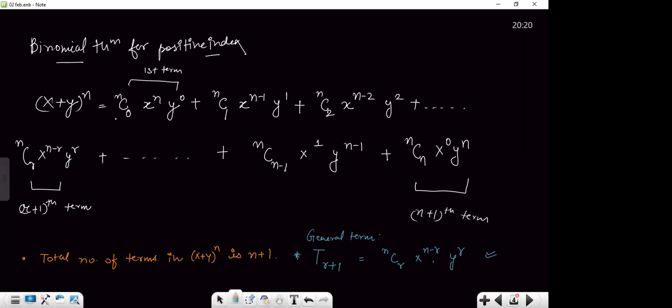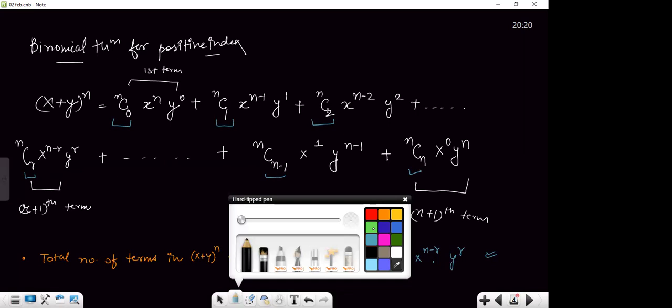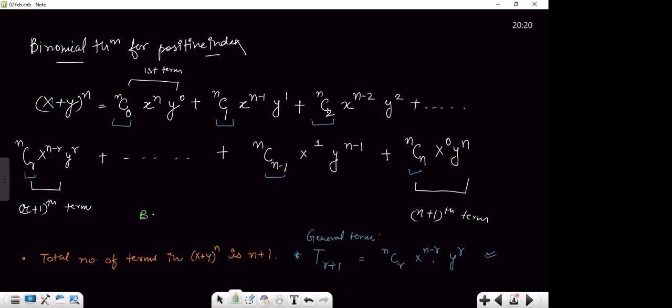Here, one thing to notice, these nC0, nC1, nC2, nC(n minus 1), or nCr, or nCn, these are called binomial coefficients. Let me write using a different color. These are binomial coefficients.